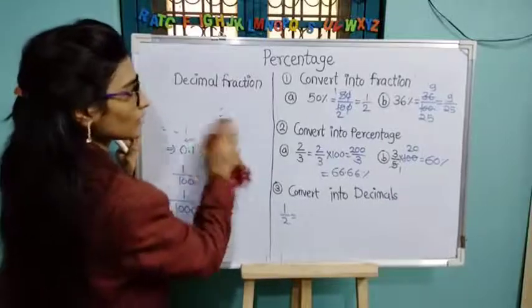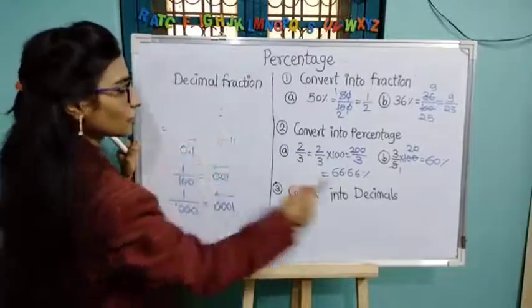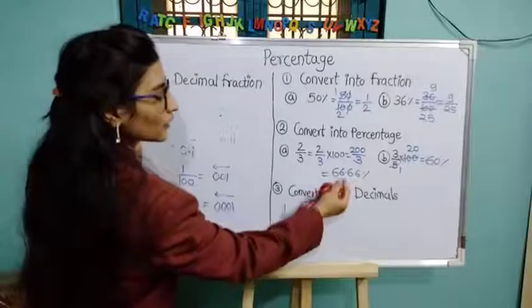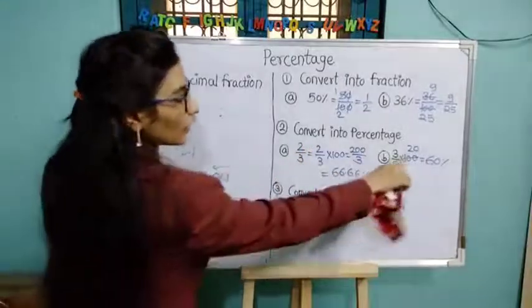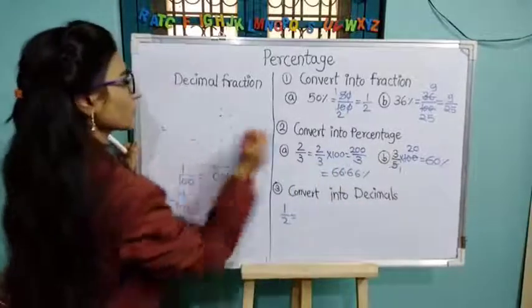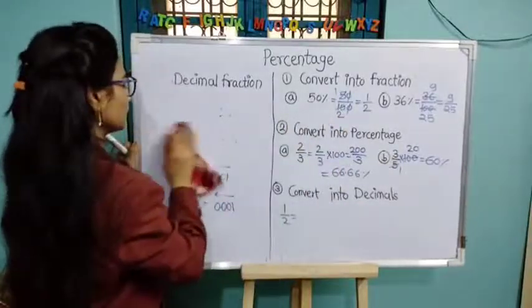Next is 9 upon 25, and after that here we have already mentioned this fraction in the form of decimals, and here it is not in the form of decimals. So we will take these 2 examples only.